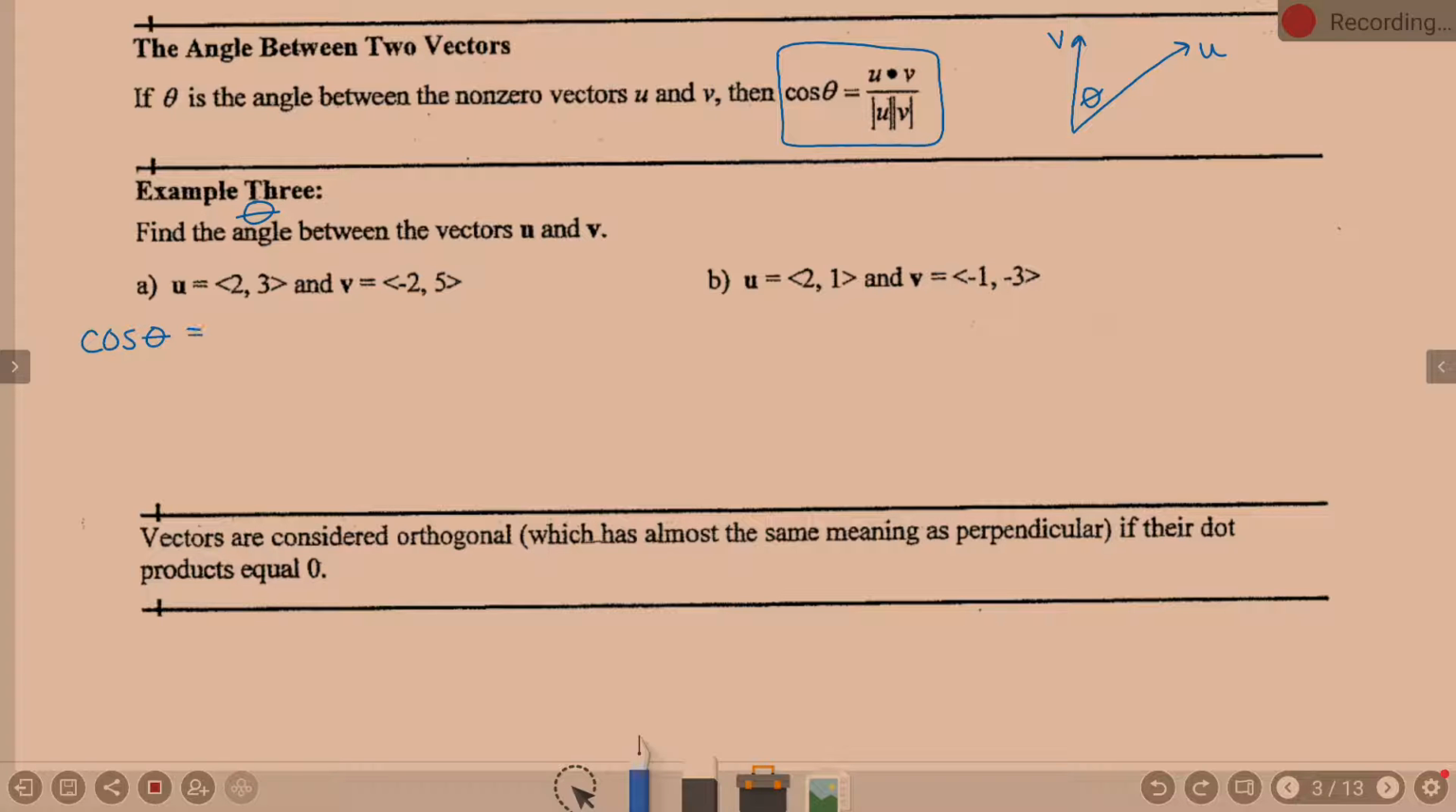Cosine theta equals, and on top it's going to be u times v. So I'm going to go ahead and write that out longhand for right now: vector 2, 3 times vector -2, 5, over the absolute value of u. So the absolute value of vector 2, 3 times the absolute value of vector -2, 5. And that right now is really just me filling in the given information.